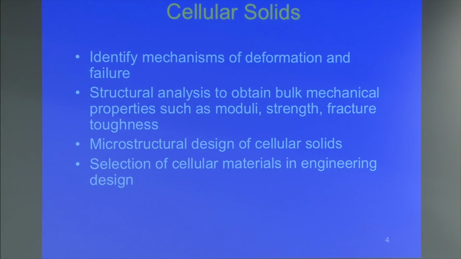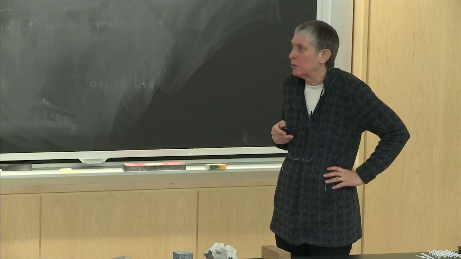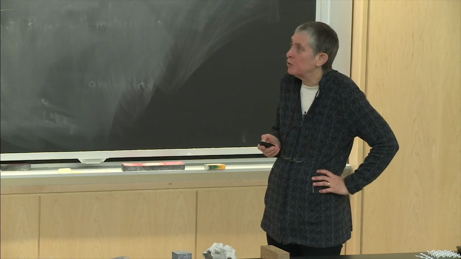We'll look at how you can control the design of the microstructure to get the properties that you might want, and also how you might select the best material for a given engineering application in engineering design. So we're going to look at those three things. Let me start by showing you some more examples of engineering cellular solids, and in particular some micrographs, so that you can see what it looks like on a small scale too.